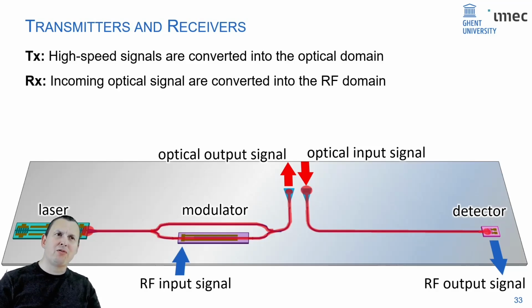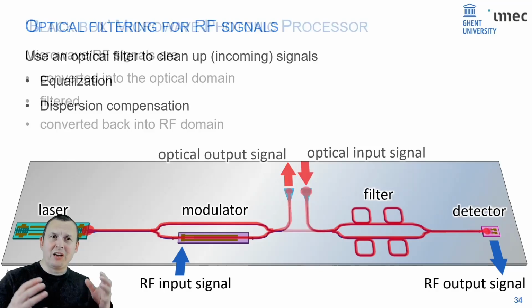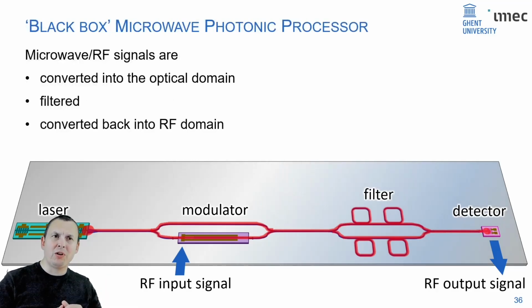Now, you don't necessarily have to go to a fiber. You can also work on the chip itself. You can also integrate this passive function, and you can shortcut the fiber, so you only have now a photonic chip, but without optical signals going in and out. This is a black box photonic chip that operates as a microwave processor.